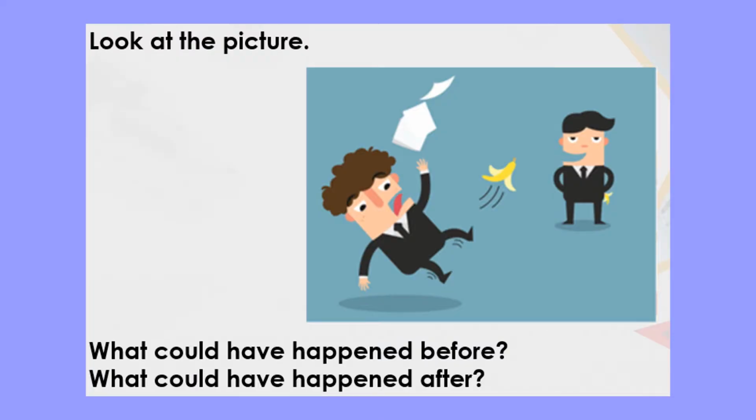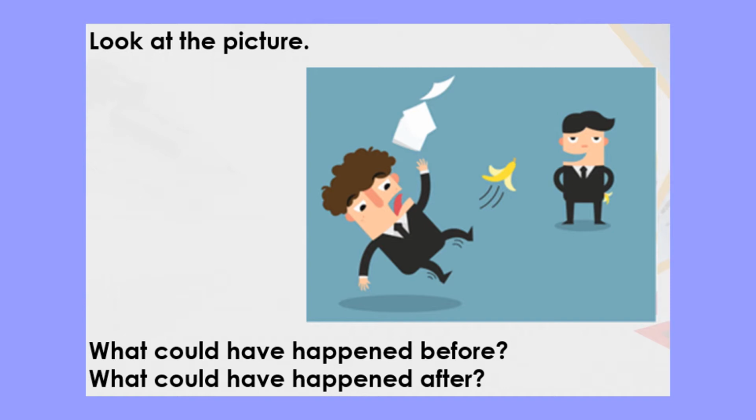Look at this picture. It shows two men. One of them is in the background and he's holding a banana behind his back, and the other man is falling over and all the papers he was carrying are flying up in the air. What has he slipped on? It looks like he slipped on another banana skin. So what could have happened before this picture?